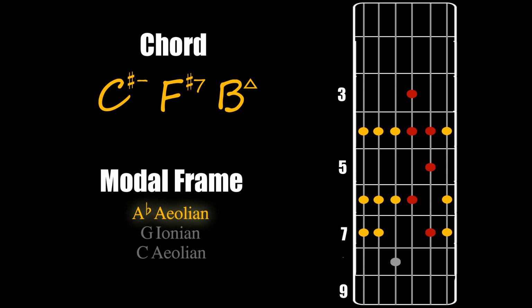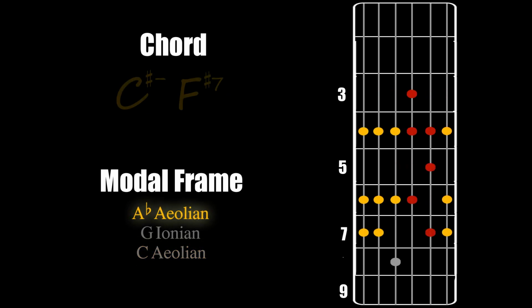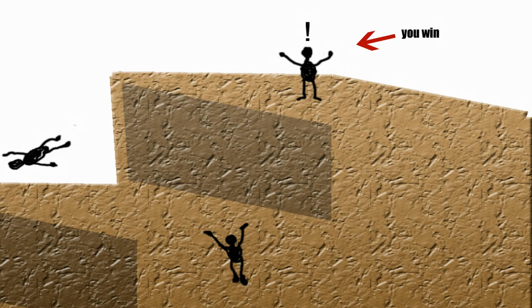A rule of thumb is you can't go wrong with root, third, fifth, and seventh. Now for F minor, B flat 7, E flat major, again, we go back to our C Aeolian. But then quickly back to A flat Aeolian again to satisfy the last 2 chords of the form, C sharp minor to F sharp 7th. And we're done. That's it.